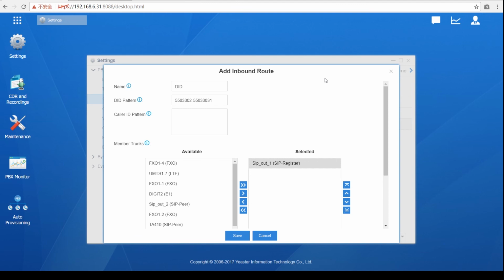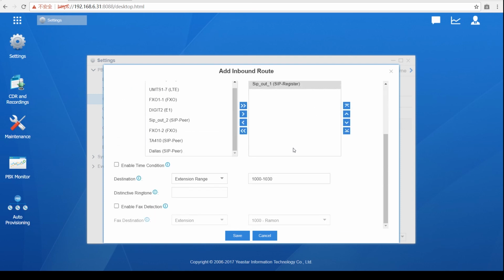I want to conclude by repeating the important points. Firstly, we need to make sure that we have actually purchased the DID service, and then we need to put in the DID number here. We need to make sure that the trunk selected in this field is the trunk with which the DID number comes.